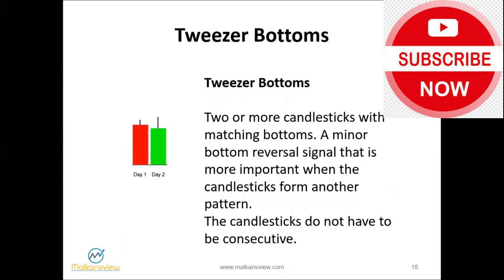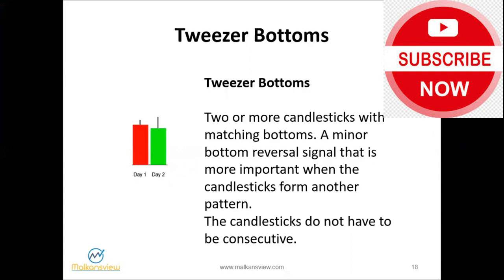So it's not that you have to have the same kind of shape which is shown here. Tweezer top means the highs have to be the same. It can be that one is a shadow and one is a body, or both bodies, or both shadows, but the high has to be exactly the same or almost the same. You can't go exactly to the last rupee, but it's more or less the same, like if the first is 100 and the second is 100.10 paisa, something like that. So it's tweezer bottom or tweezer top.